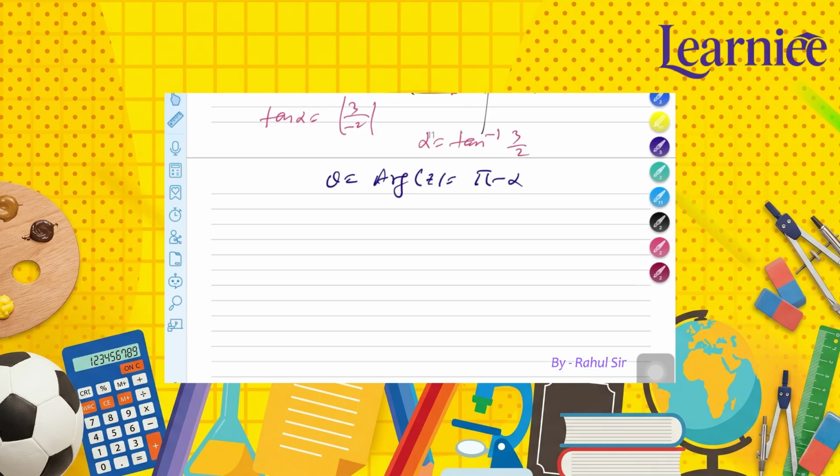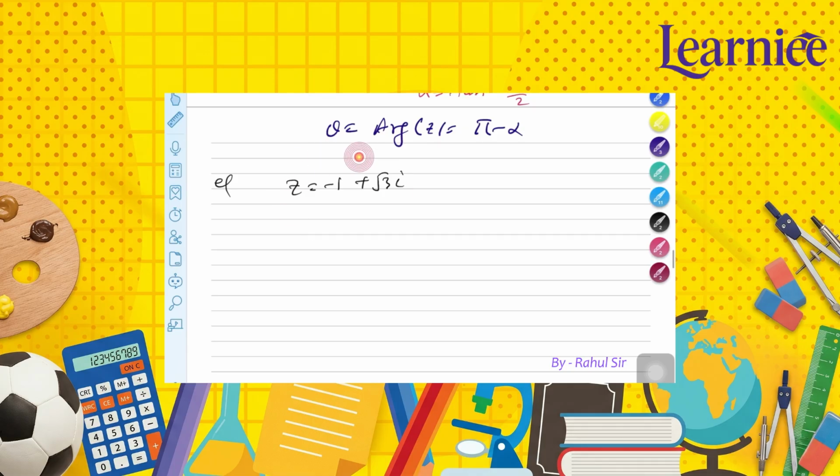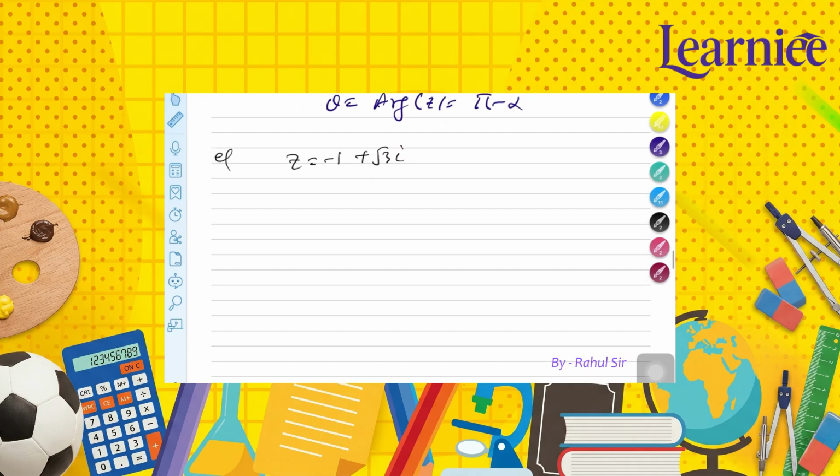Now let's take one more example. Let's say z is equal to minus 1 plus root 3i. I have to find the principal argument of this. Obviously this lies in the second quadrant. So the first step is to find tan alpha. What is tan alpha? The positive value of this, that is root 3. So alpha is tan inverse root 3.